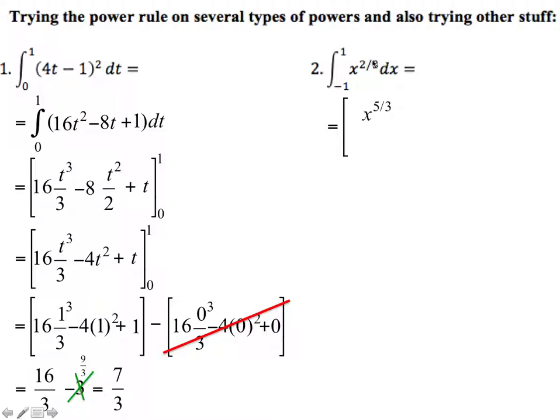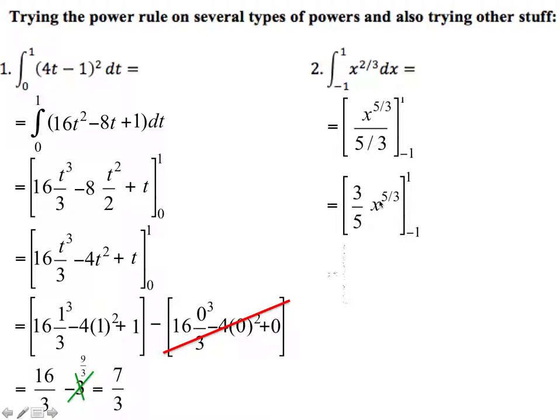So 2 thirds plus 3 thirds is 5 thirds. So that's my new power, and I'm going to divide by the new power, 5 thirds. And I'm just going to leave it like this for this step. Looks a little messy, but we'll clean it up in the next step. And we're going to evaluate this from -1 to 1. And so now we know that when we divide by 5 thirds, it's the same as multiplying by 3/5, that reciprocal. So here's a rewritten form of that, which might be a little easier to evaluate.